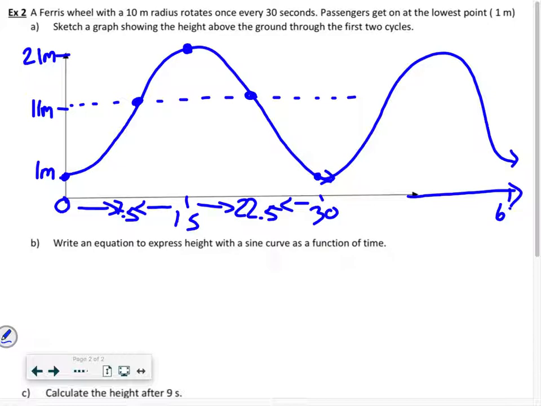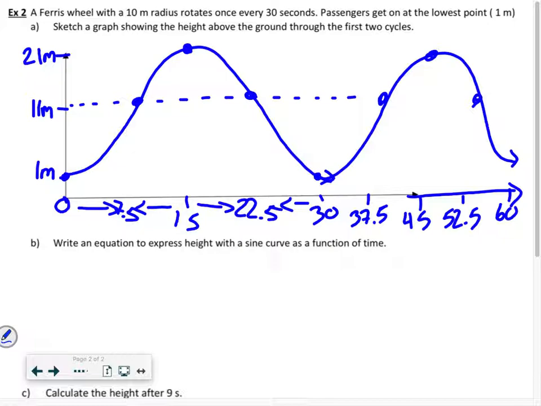That's going to be 60. This is going to be 45. This is going to be 37.5. And this would be 52.5. There's my first cycle. Not great, but my points are all there.